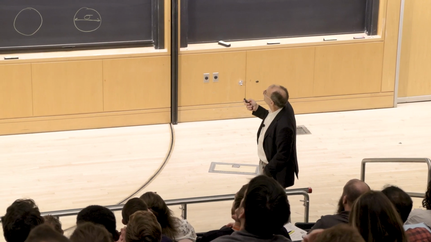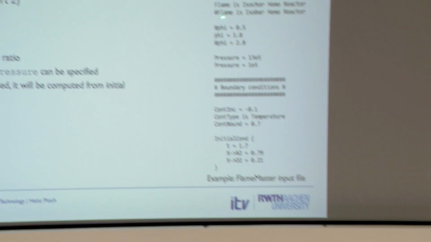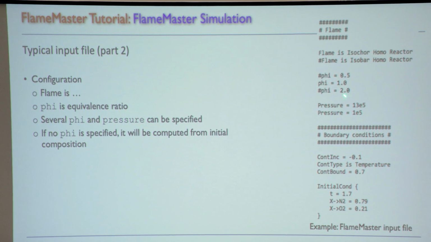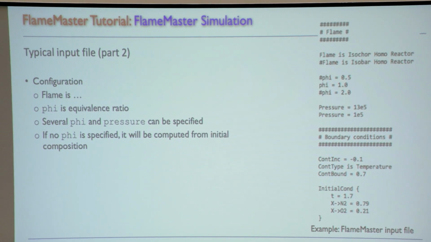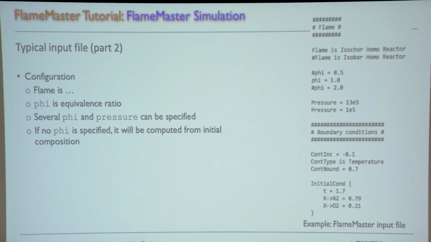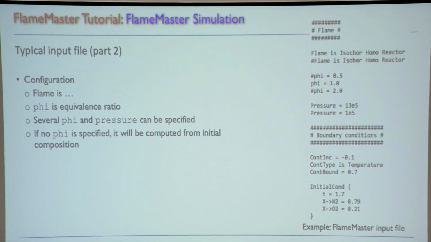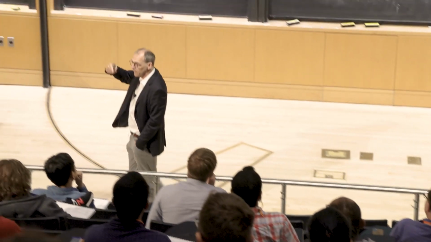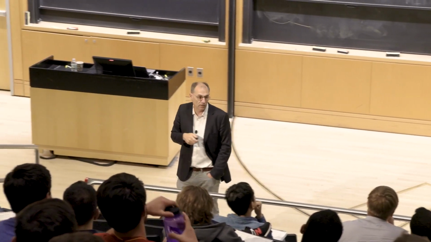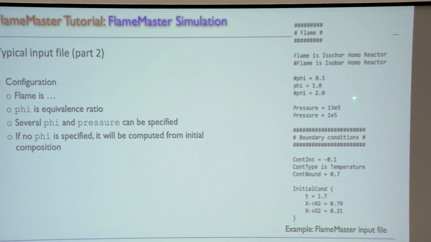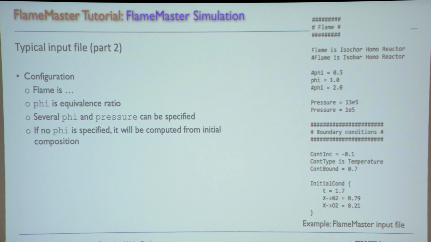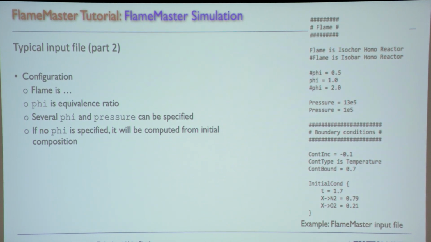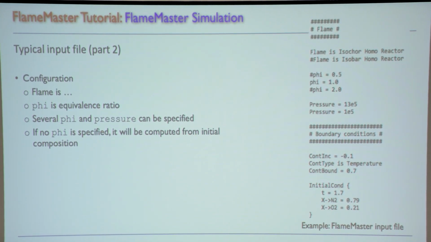This here is an obvious one, phi, that's the equivalence ratio, and pressure is pressure, and you see you can specify multiple values. If you specify 3 equivalence ratios, then the code first computes the first one, then the second and the third one, all at once. And if you specify 2 pressures, it does first one pressure, then the second. If I specify 3 equivalence ratios and 2 pressures, all in all, I do 6 calculations. All combinations will be computed.